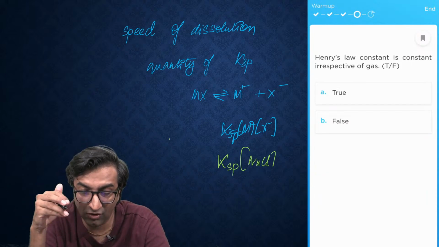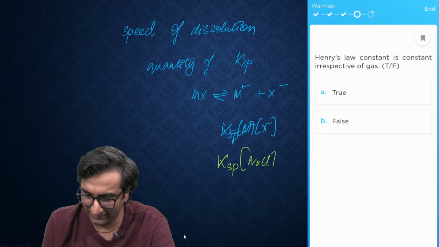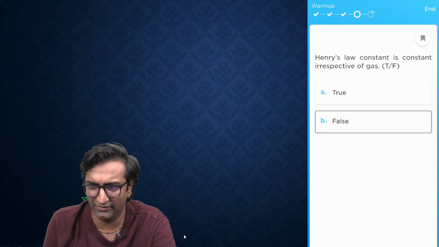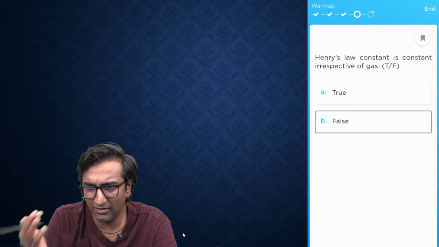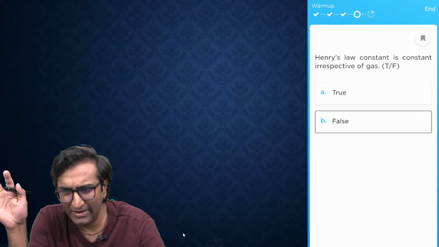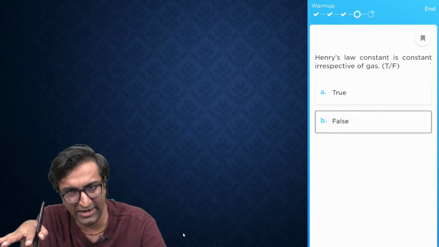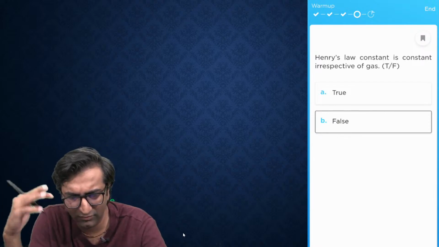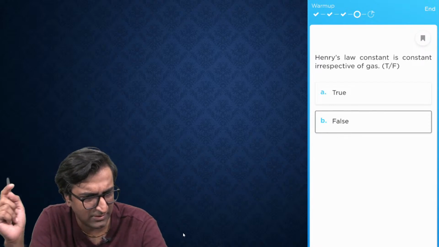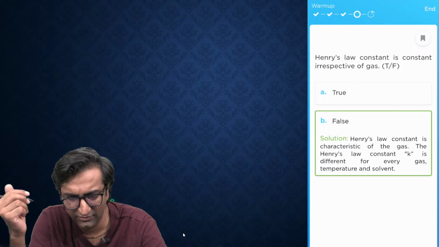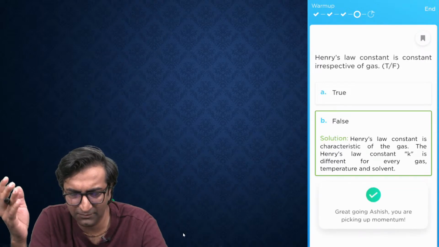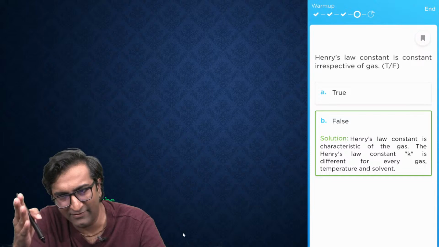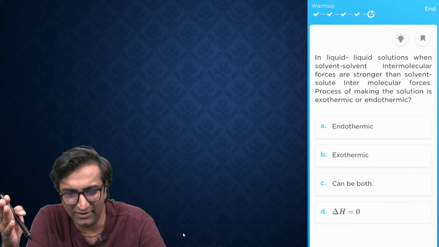Okay, Henry's law constant is constant irrespective of the gas. This one's false clearly. We don't have to spend time on this, right? You guys are good. Now let's pick up the pace. I was explaining properly because I didn't see too much activity in the chat, but if you guys are here and you're able to figure this out, then great. This is false, right? Roy, Shilpa, yeah, this is false. Henry's law gas constant depends on the gas, right? It can't be constant with respect to the gas. That makes no sense.